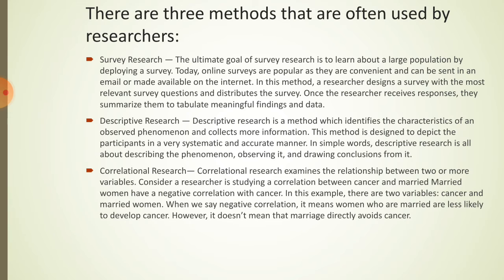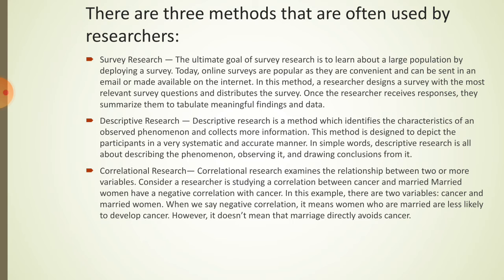The first one is the survey research. The ultimate goal of survey research is to learn about a large population by deploying a survey. Today, online surveys are popular as they are convenient and can be sent in an email or made available on the internet. In this method, a researcher designs a survey with the most relevant survey questions and distributes the survey. Once the researcher receives responses, they summarize them to tabulate meaningful findings and data.